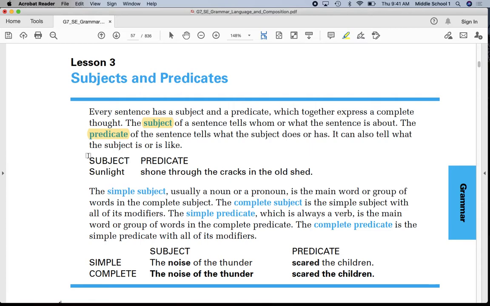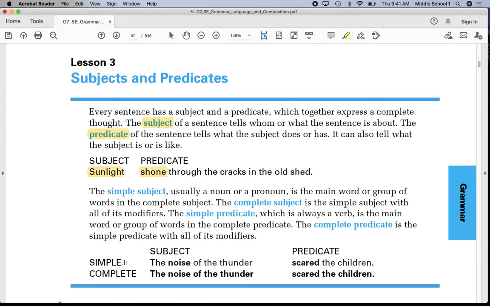Sunlight shone through the cracks in the old shed is the first example. What is the sentence talking about? Sunlight. What did the sunlight do? It was shining. It shone. Sunlight shone.